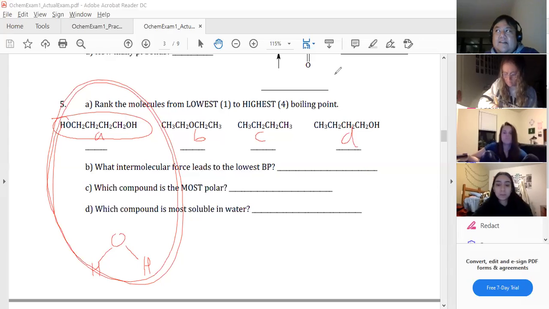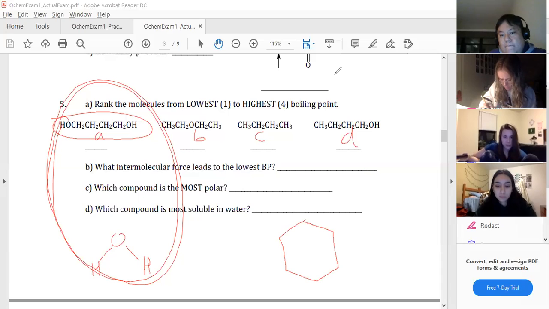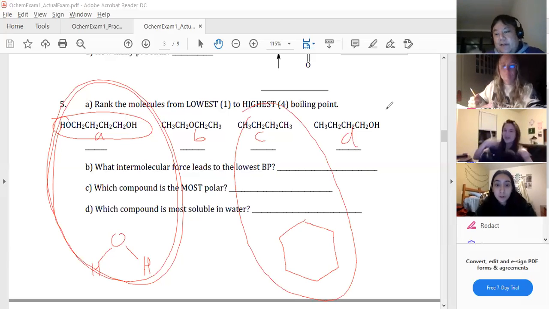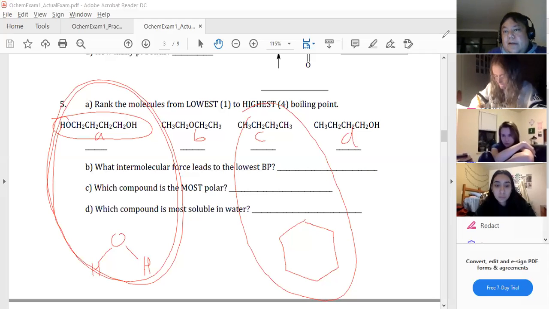So if I was to ask you which compound is most soluble with cyclohexane, what would you guys say? A, B, C, or D? C, because these both only have London dispersion, right? So they only have carbons and hydrogen. C should be the one. Does that make sense for solubility?